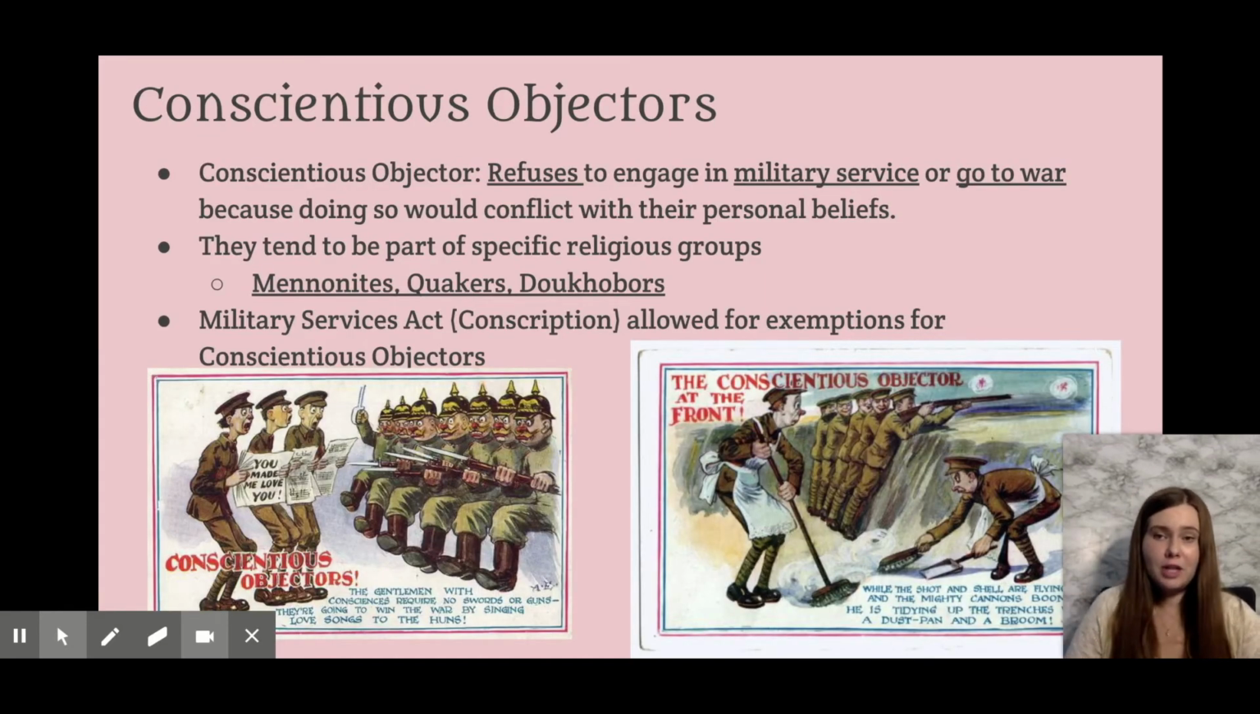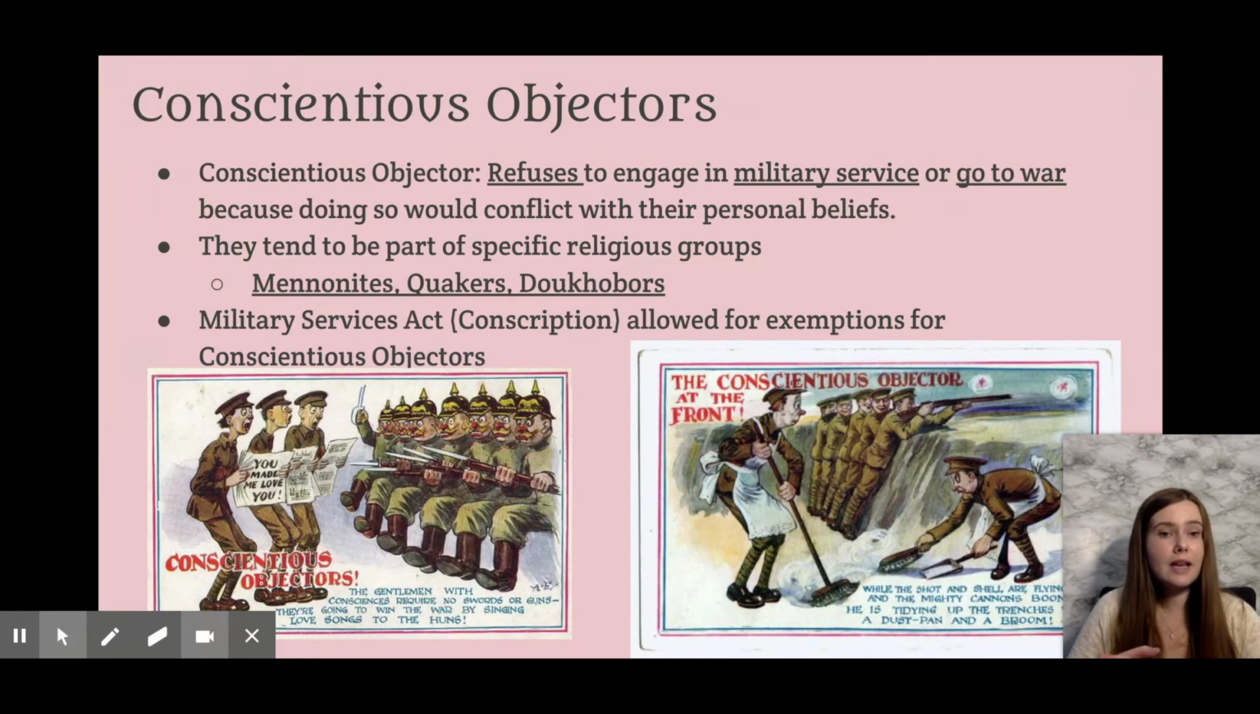So conscientious objectors, who were they? Well, conscientious objectors refused to engage in military service or go to war because doing so would conflict with their personal beliefs. So you have this internal belief that war is bad, violence is bad, you cannot harm others. Usually, not always, but usually it correlates with a specific religious group. So Mennonites, Quakers, and Doukhobors all tend to be conscientious objectors because they do not believe in violence.